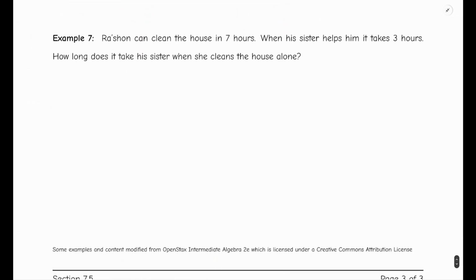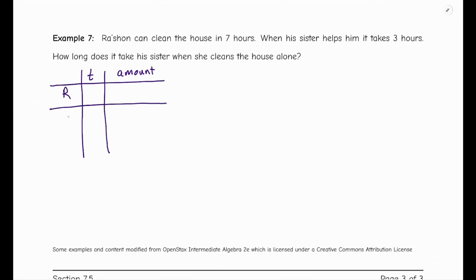Example 7. Rashawn can clean the house in 7 hours. When his sister helps him, it takes 3 hours. How long does it take his sister when she cleans the house alone? So again, we'll have T in one column, amount in the second column. Then we have Rashawn, his sister, and together.